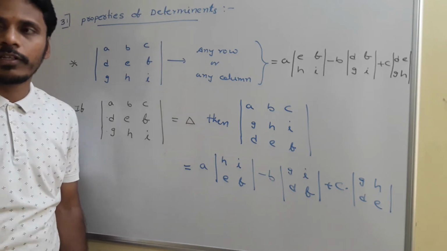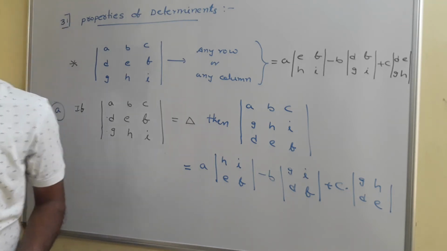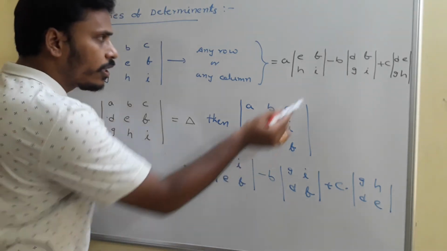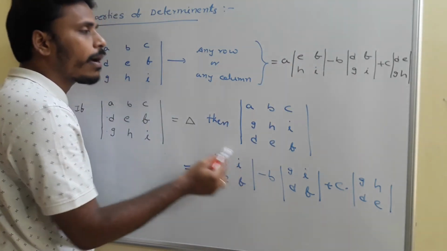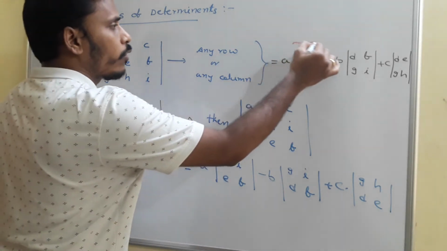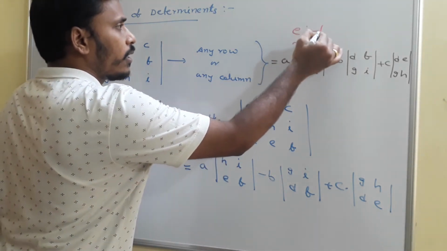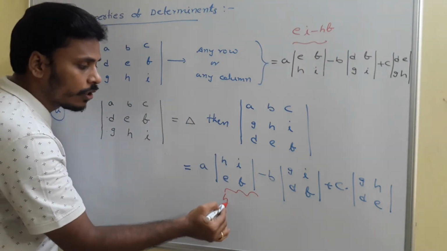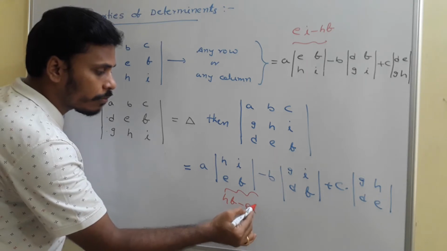Just one simple difference between those two things. What is that simple difference? These two values differ simply by a minus sign. If you find this 2 by 2 difference, this value is simply EI minus HF, whereas if you find this determinant value, this value is H of H minus EI.